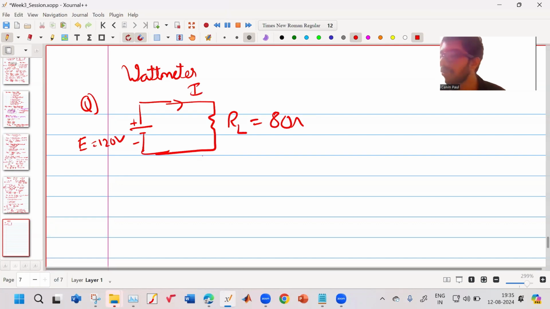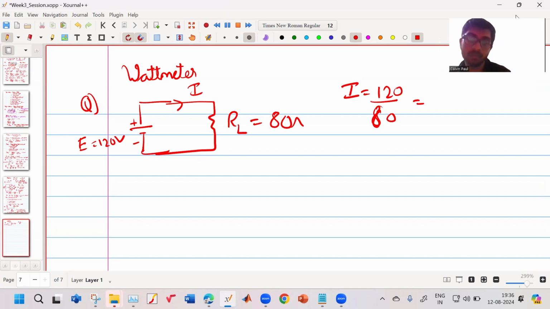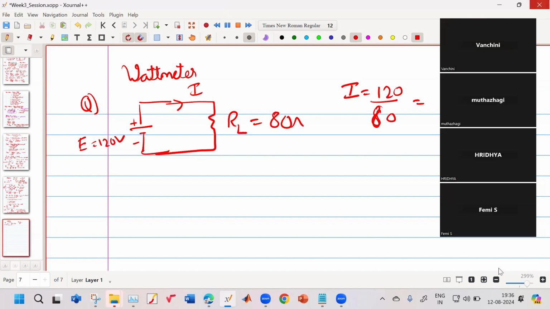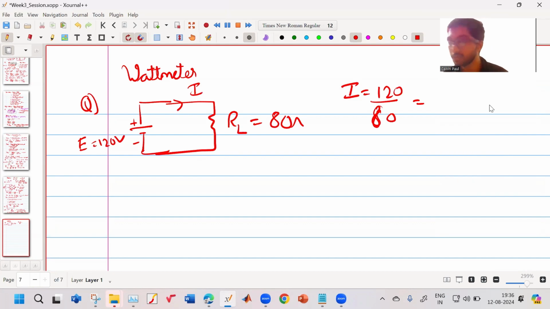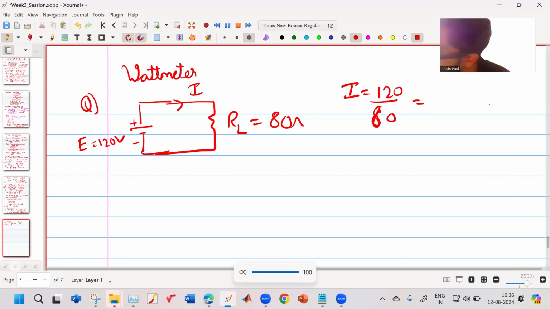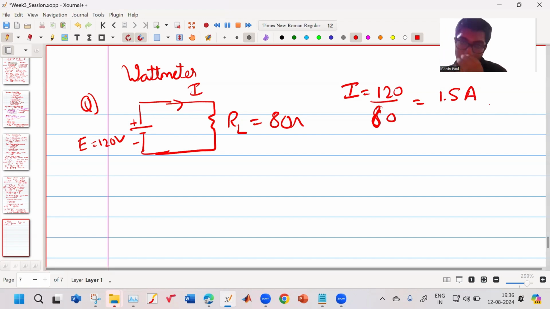There's a current which is flowing. How much is that current? 120 by 80. Can anyone tell me how much it is? So many of you are there. Tell me. 1.5, sir. 1.5. Yes, correct. It is 1.5 ampere. Okay.